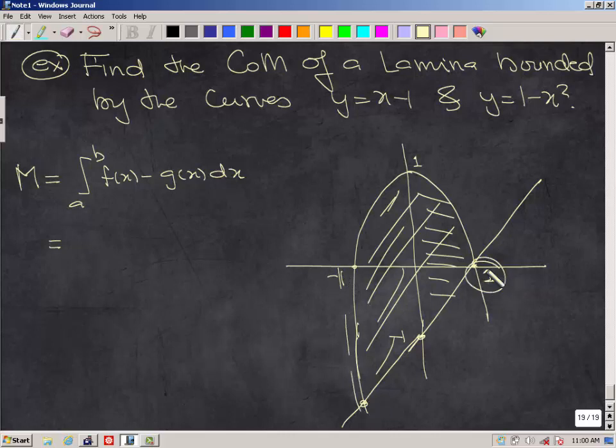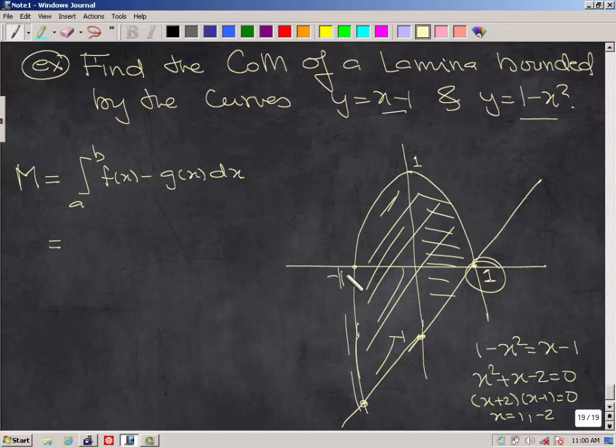This one we do know it's 1, but we need the other one. So we set these two curves equal. So we get 1 minus x squared is equal to x minus 1. So you can rearrange this. Okay, so what do we end up with? I'll move everything to the right side. So we get x squared plus x minus 2 is 0. So we get (x plus 2)(x minus 1) is 0. So we get x is equal to 1 and negative 2.